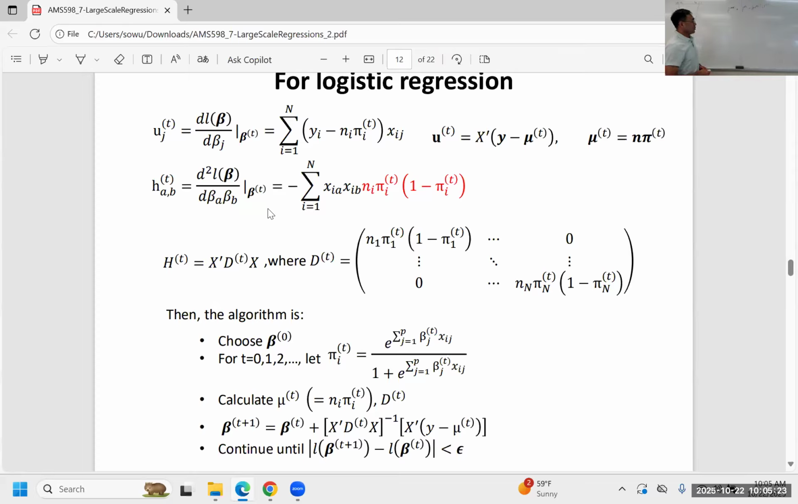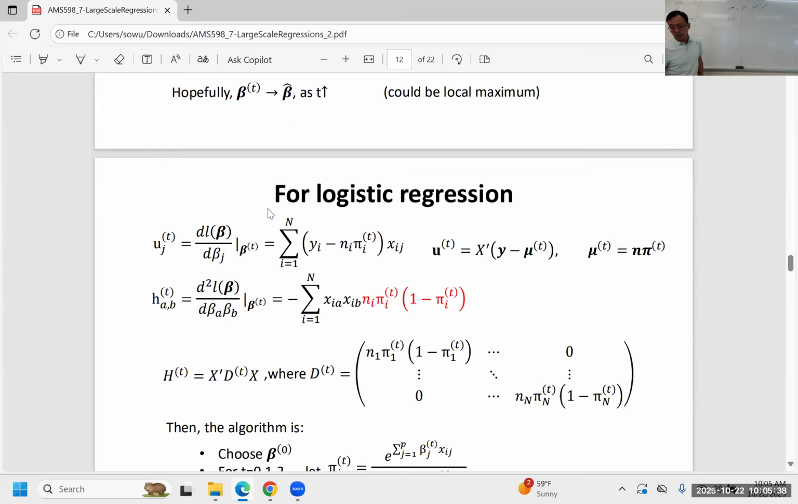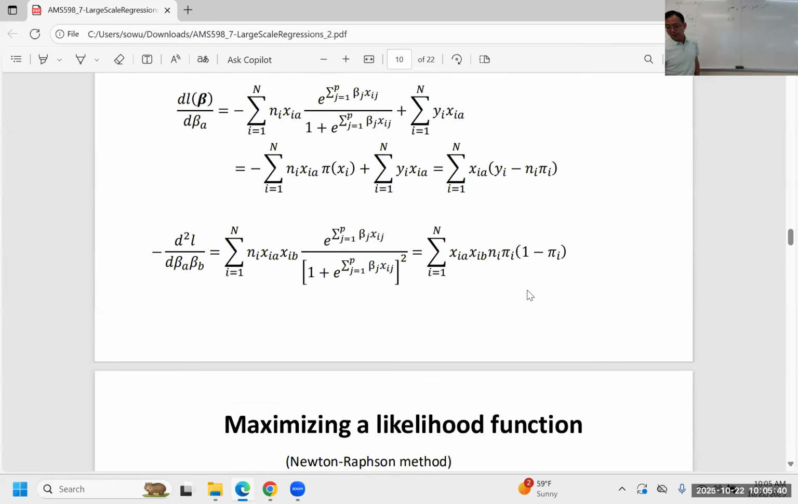Now remember your log likelihood L(beta) is a function of beta. But we can also write this in terms of pi_i, by using exactly what we're showing here. By using this formula, we can write it as a function of pi as well.